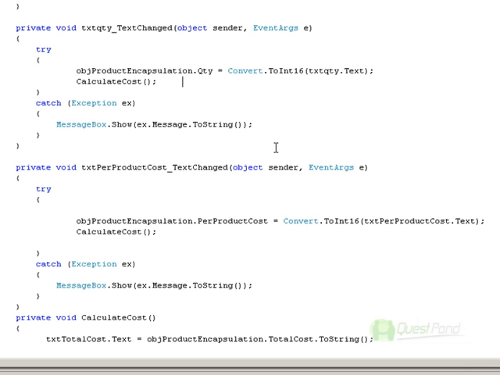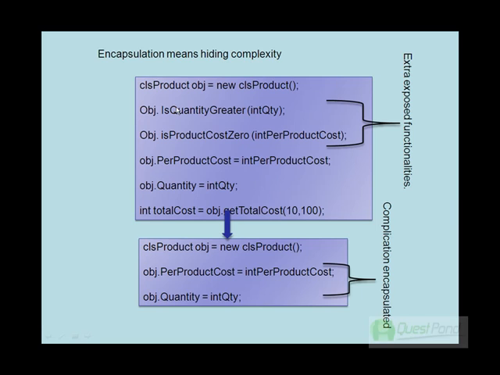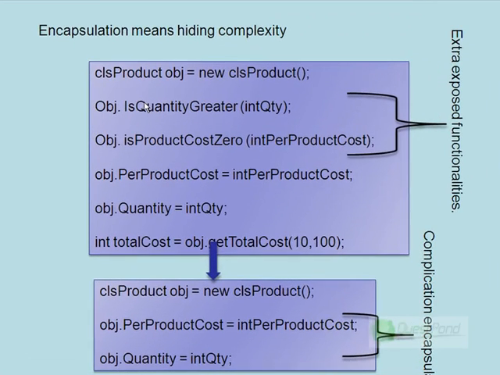Encapsulation helps us make our class or our objects simpler to use. And how does it make them simpler? It makes the object or class simpler by hiding the complexities from the external world. For example, over here, the checks of the quantity and the checks of the per product cost are completely hidden from the external world. The external world, or the UI developer, now just needs to go and set the property. The rest will be taken care of by the class itself.